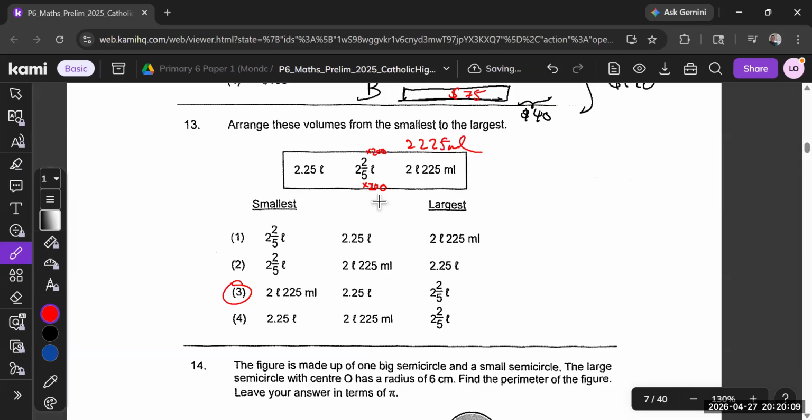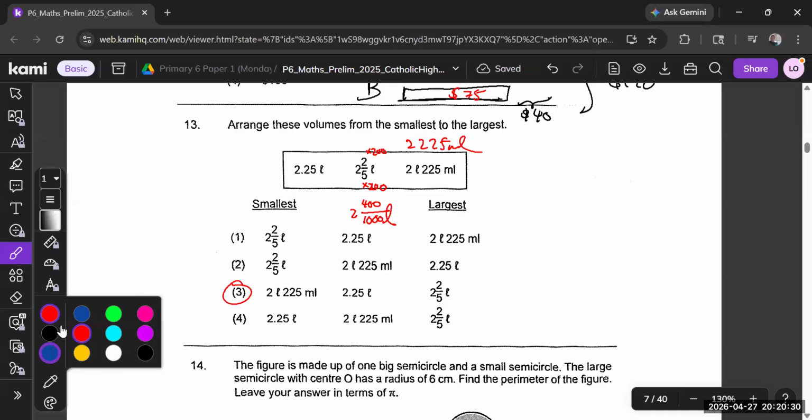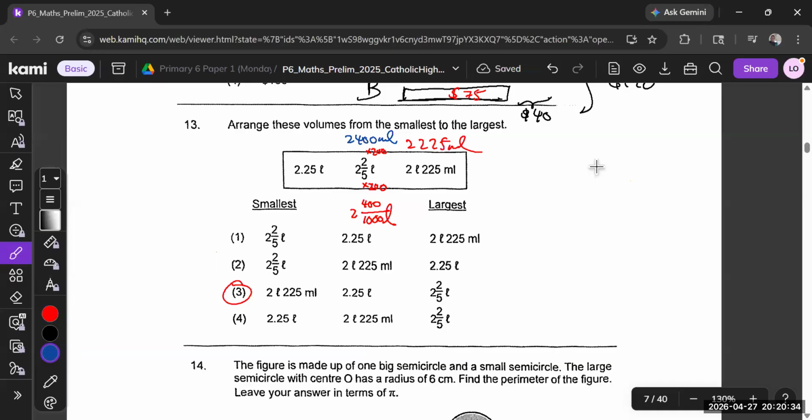Why would you want to times 200? Because 1 liter is 1000, so you want to change the denominator to 1000. So what do you get? You will get 2 and 400 over 1000 liters. So how much is that? That will be 2400 ml. Make the denominator into 1000 because 1 liter is 1000.